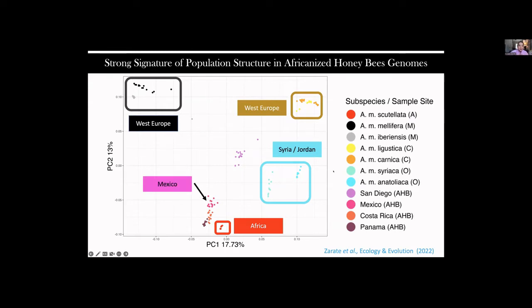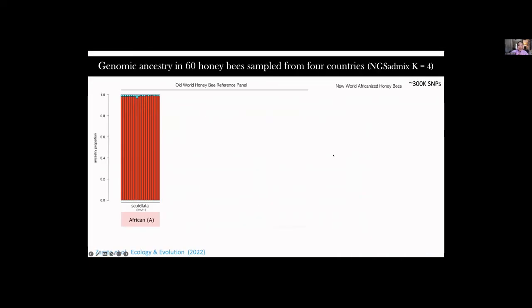bunching together as expected. And then the admixed populations grouped pretty interestingly. The Mexico, Costa Rica, and Panamanian populations grouped relatively closely to each other and closest to the African genomes. And then our San Diego population kind of fell in the middle of all of that PCA space. And it kind of made sense when you look at the actual admixture itself.